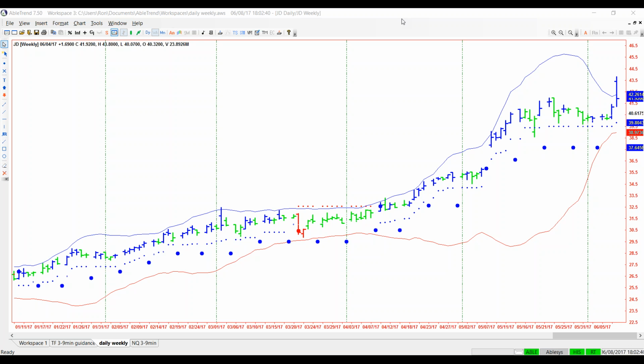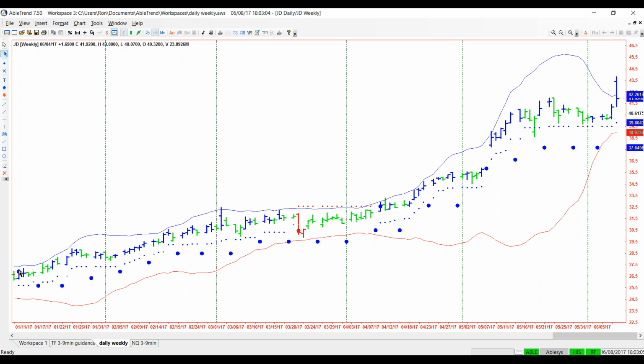And I just want to point out what we should be looking for when we're using Abletrend. Where are the low-risk trades where I can take advantage of the software's algorithms? Remember, you've got two different time frames and two different Abletrend algorithms all combined into one chart, and that's what makes it special from anything else.